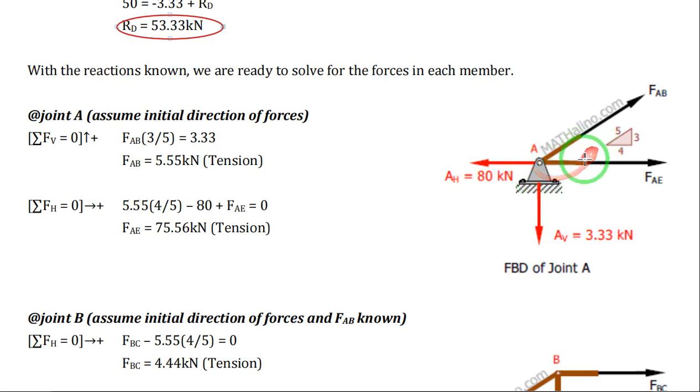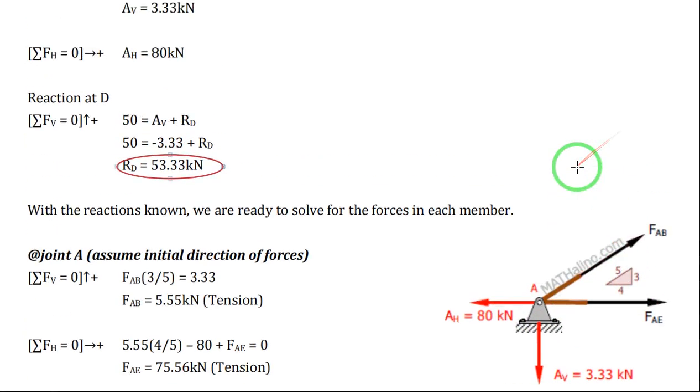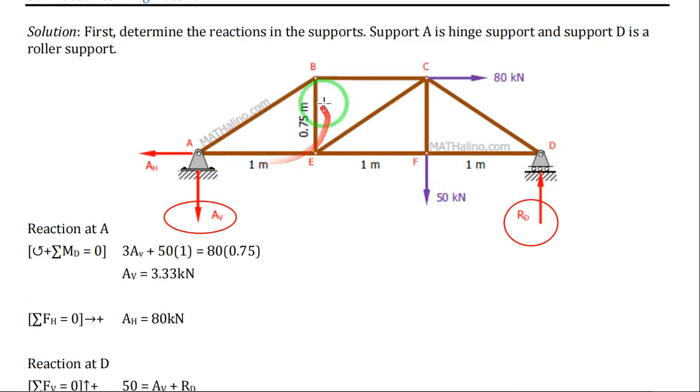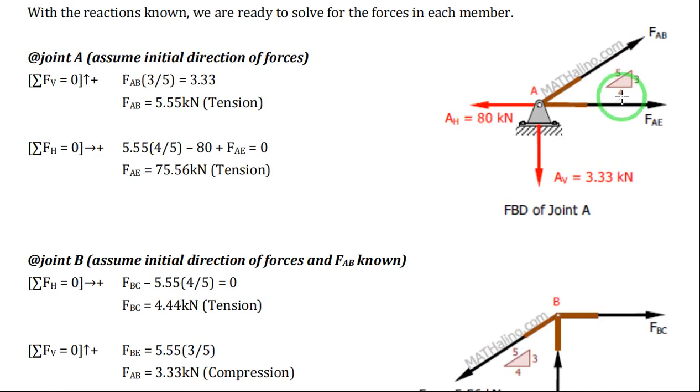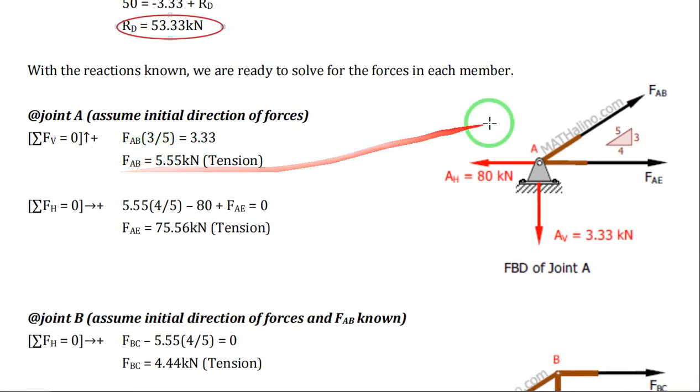away from joint A. Okay, so this 3, 4, 5 triangle is based on this triangle AB. Okay, 0.75, and then this is 1. So this is basically 3 over 4. So the slope of this line, or AB, is 5. Okay, so you have 3, 4, and 5.